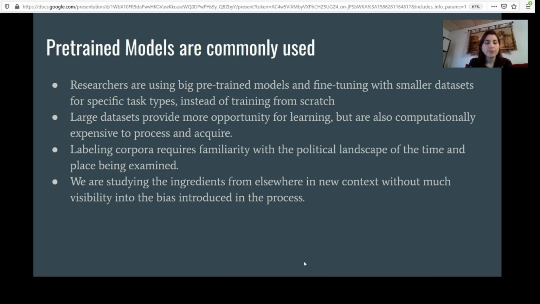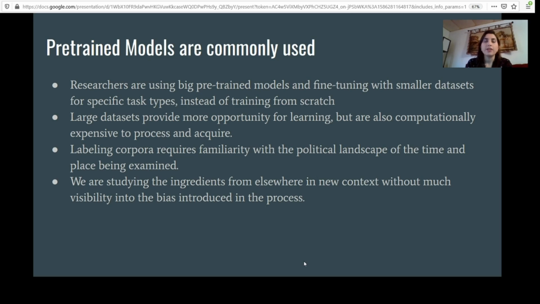It's pre-trained. Pre-trained models are commonly used, and a lot of researchers are getting these big pre-trained models and fine-tuning with smaller data sets. And some of these tasks that are fine-tuned after, I'm going to explain in more detail further. So instead of getting data from scratch, they're getting a big pre-trained model and fine-tuning on smaller data sets. And there are some issues here with training from scratch. You can get large data sets, and those can provide you the opportunity to learn a lot when you have a lot of data.